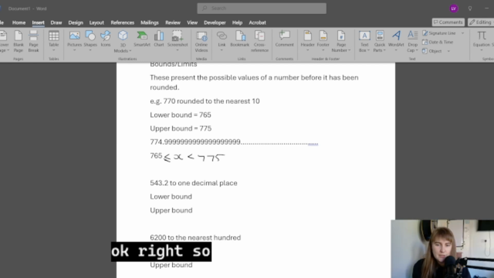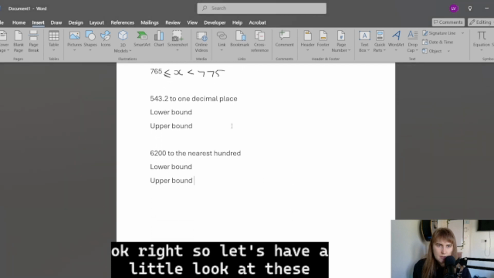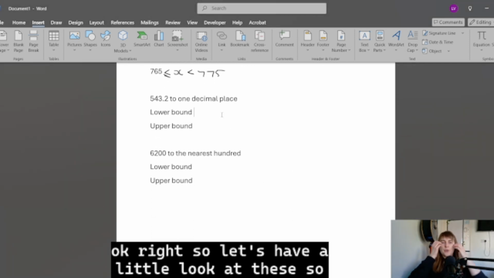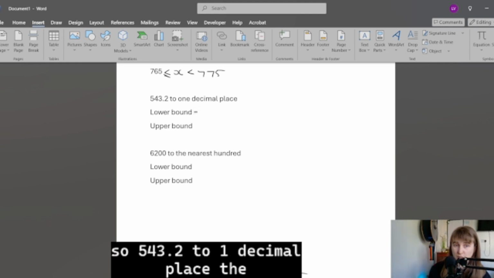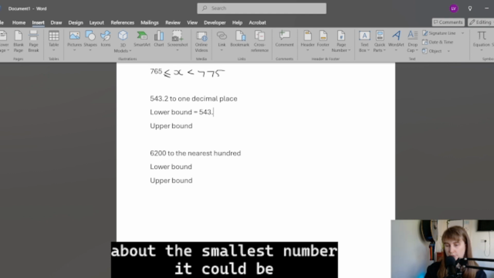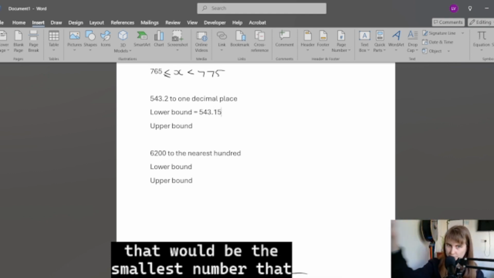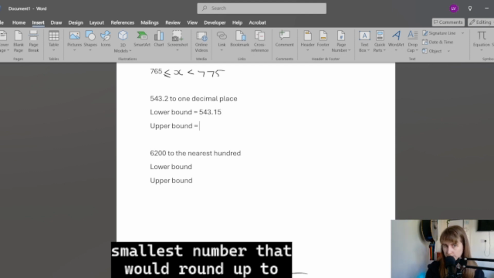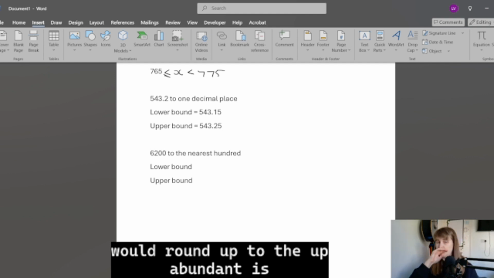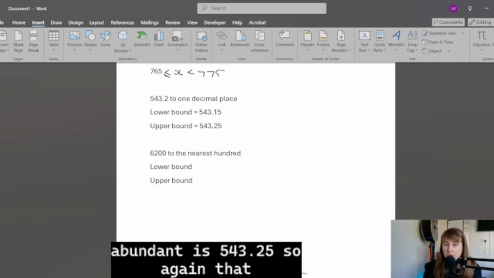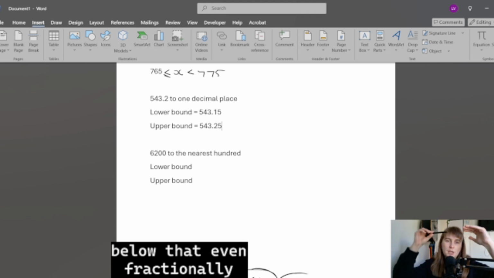Okay, right, so let's have a little look at these. So 543.2 to one decimal place. The lower bound of that, the smallest number it could be, would be 543.15, and that would be the smallest number that would round up to 0.2. The upper bound then is 543.25. So again, that wouldn't round down to 0.2, but anything below that, even fractionally below that, would. So that's what we call the upper bound.